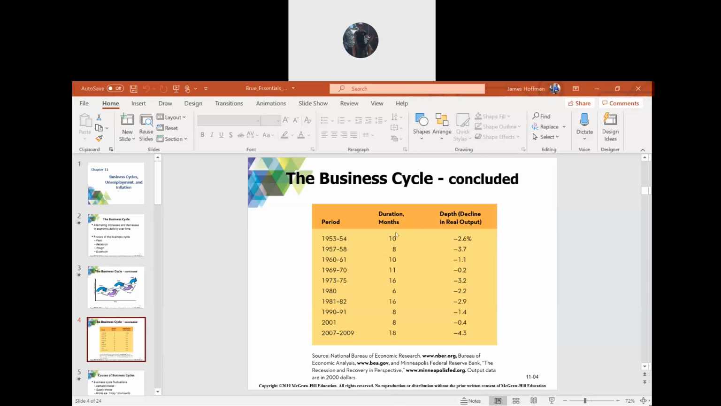All right. So the point is, just because it's not officially a recession yet doesn't mean it's not bad, because that one drop from quarter 1 to quarter 2 was historic. I mean, in a bad way.